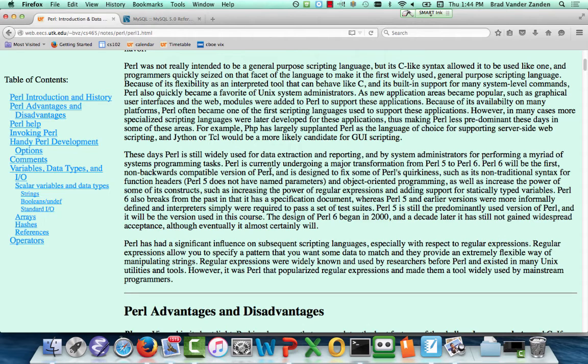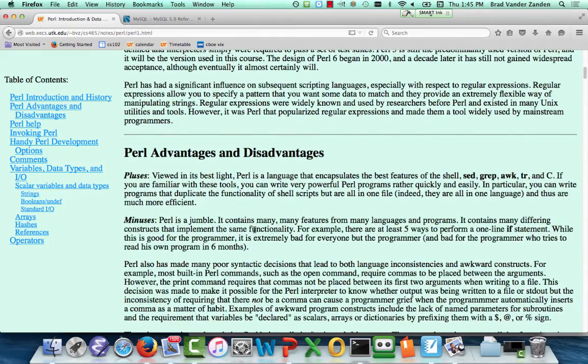So these days, Perl's widely used for two things: data extraction and report generation, and by system administrators. Those are its two big claims to fame these days. It also, as we'll see, was the first to really popularize regular expressions, which are used to extract information from strings. Almost every succeeding scripting language bases its regular expression model on the Perl model.